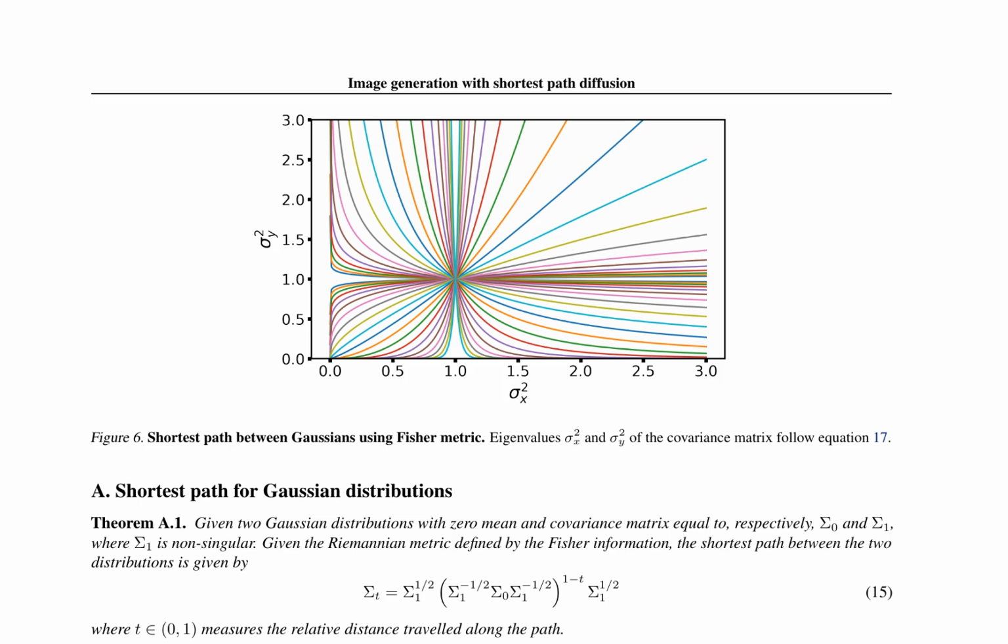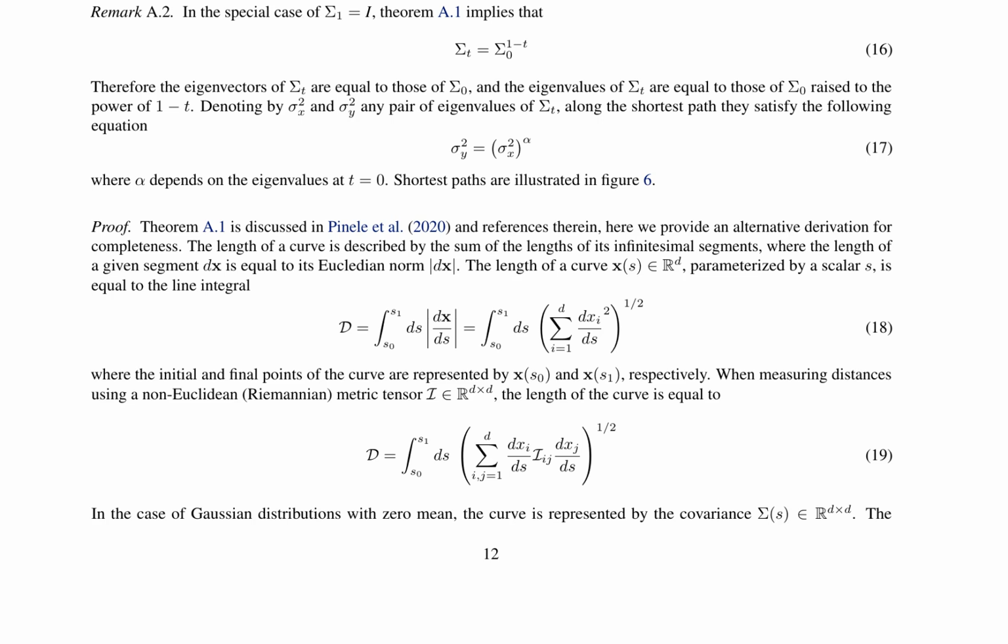They also derive the eigenvalues of the covariance matrix along the shortest path, which satisfy equation 17. This equation is illustrated in figure 6, showcasing the shortest path between Gaussians using the Fisher metric. The proof of theorem A.1 is based on the concept of Riemannian metric tensors, which are used to measure distances between distributions. The authors explain that the length of a curve can be described by the sum of the lengths of its infinitesimal segments, and provide the line integral in equation 18.